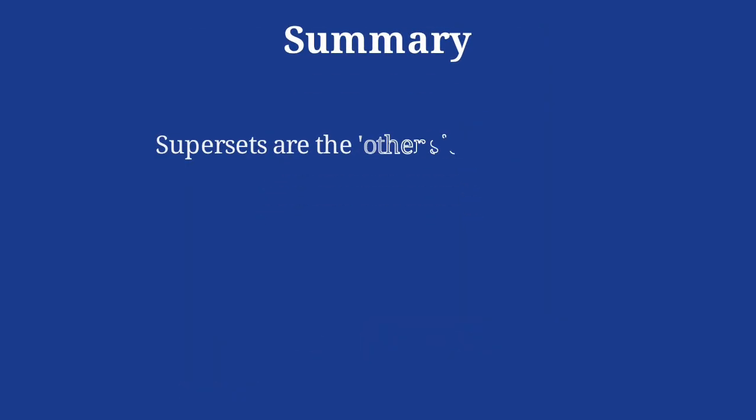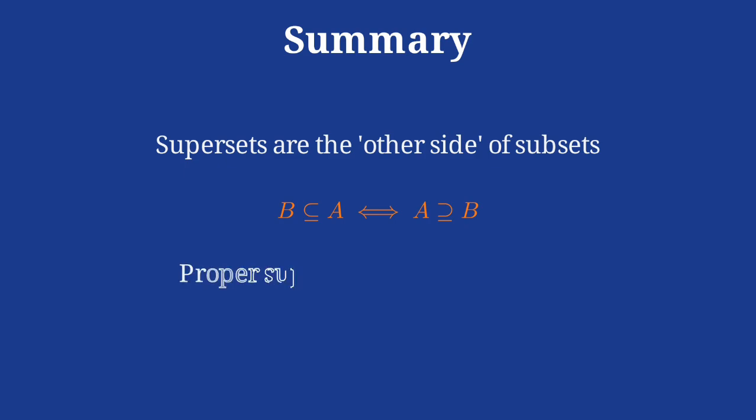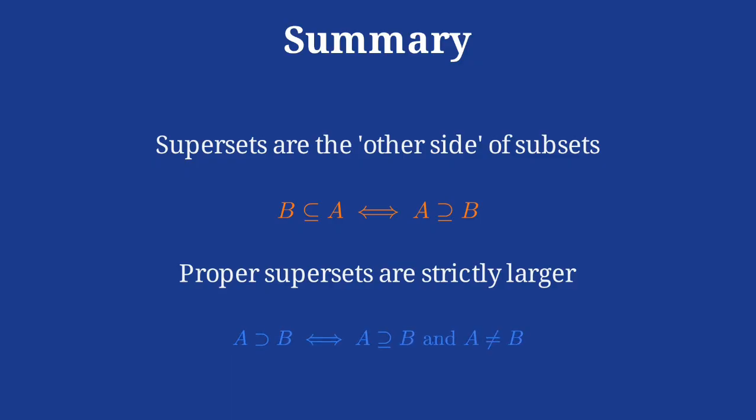Let's summarize what we've learned. Supersets are simply the other side of subsets. If B is a subset of A, then A is a superset of B. They're equivalent statements. Proper supersets are strictly larger. A is a proper superset of B if A is a superset of B and they're not equal. Understanding supersets gives us a complete picture of how sets relate to one another.